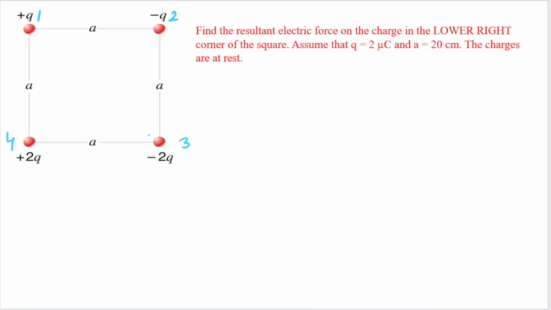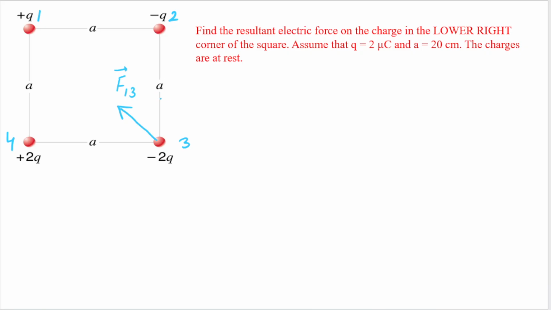Let's look at the force on 3 because of 1. Since they are unlike charges, the force will act along the diagonal connecting charges 1 and 3. Let us label this arrow. It is F31. Notice how I am ignoring the existence of 2 and 4.